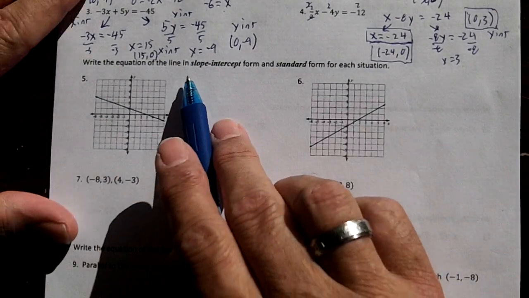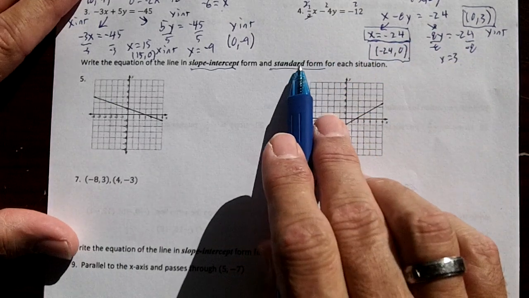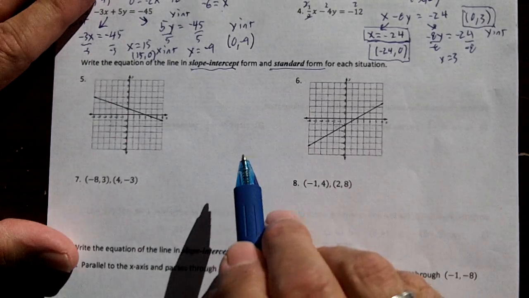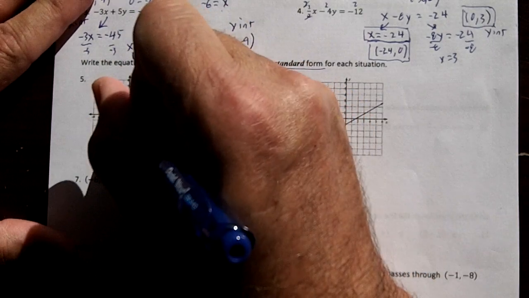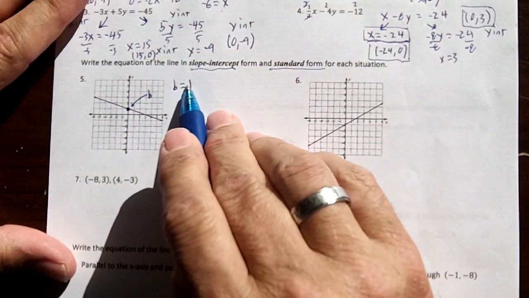Okay, write the equation of the line in slope-intercept form and standard form. Standard form is used to get the intercept. Slope-intercept is usually how you generate the equation. So right here, our b is going to be 1, isn't it? That's going to be our y-intercept.